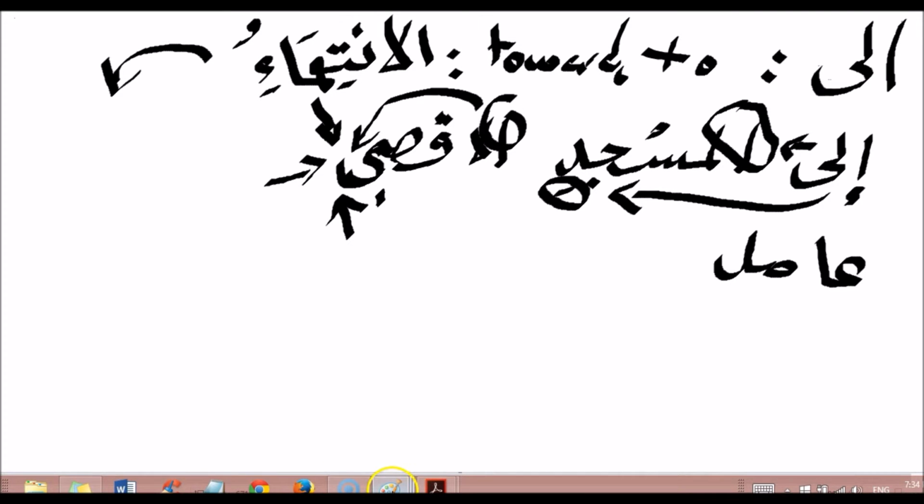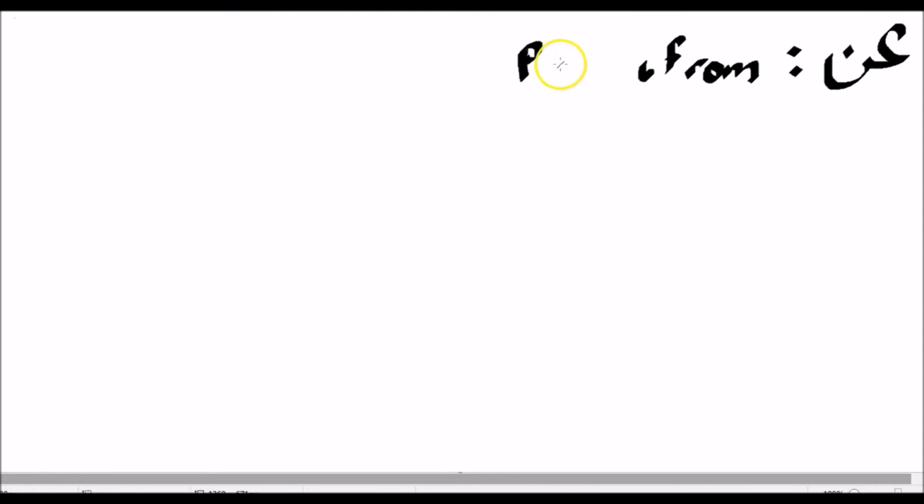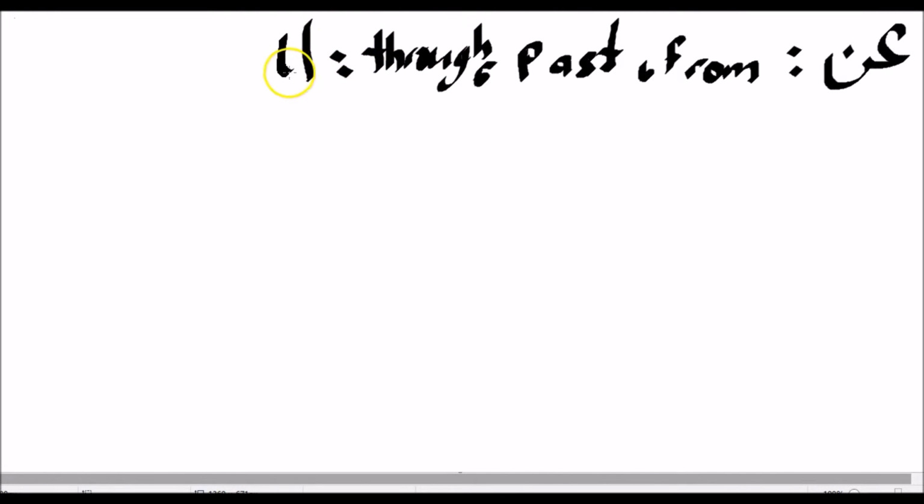Next one is an. And an can mean also from, like min. It can mean past something. It could also mean through. In Arabic, it means usually al-mujawaza.